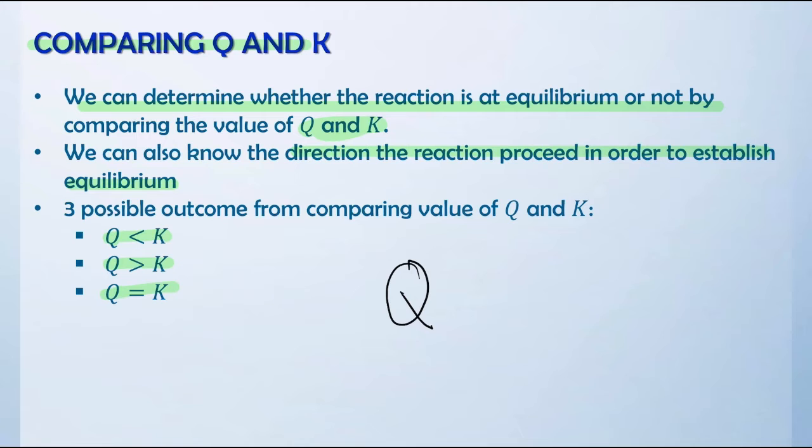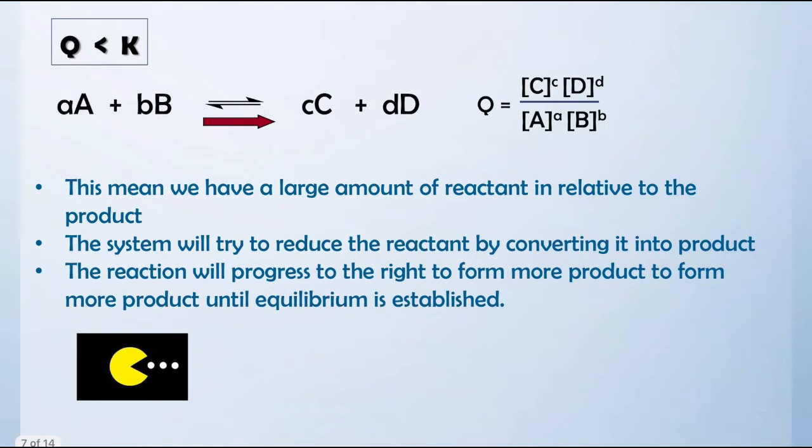So there are three possible outcomes to compare Q and K. The first Q less than K, the second Q more than K, and the third Q equals K. So we write Q first then K, queen first then king. Let's look at the first case, when Q is less than K.